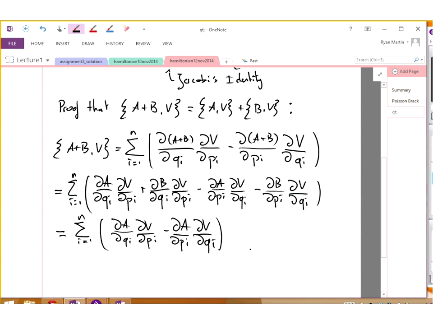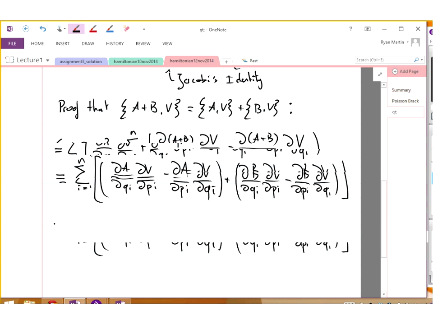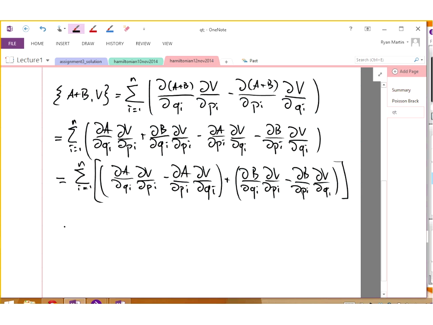Alright. Plus the same thing for B. I have ∂B/∂Qi ∂V/∂Pi, minus ∂B/∂Pi ∂V/∂Qi. And so now I look, I have exactly the definition of the Poisson brackets. And so indeed I have the Poisson bracket of A and V plus the Poisson bracket of B and V.